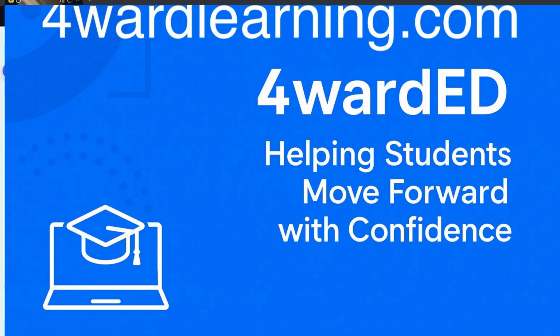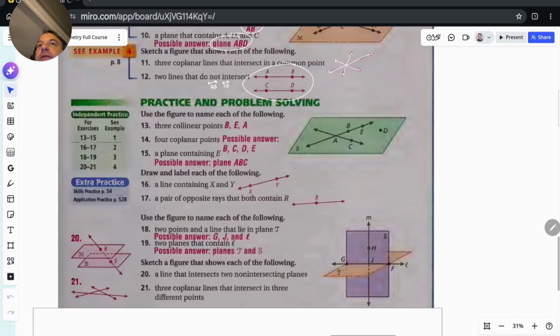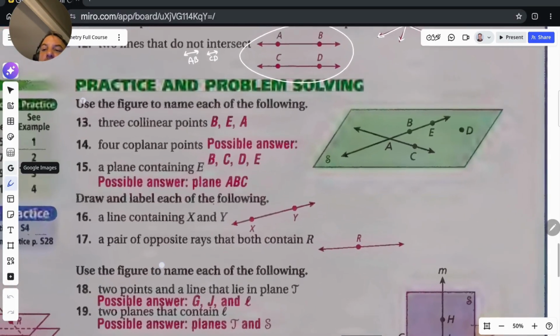Hello guys, welcome back. We are jumping into part 2 now of our exercise set here in 1.1, first section of chapter 1 here in our geometry full course. So let's jump right back in. We're at the practice and problem solving portion. We'll begin with numbers 13 through 15 here.